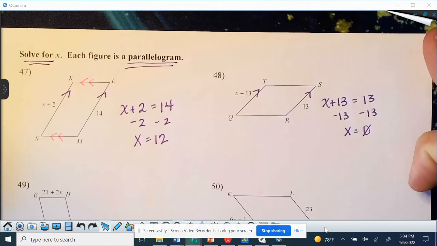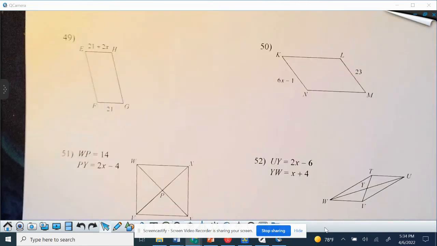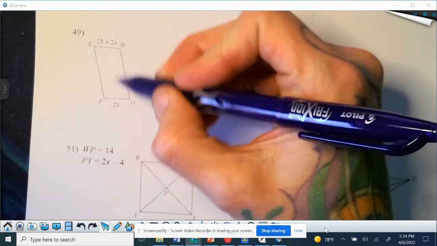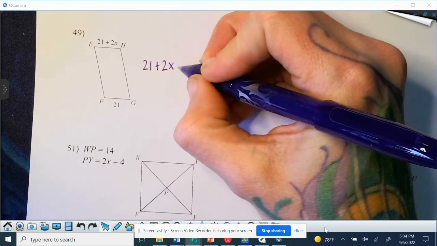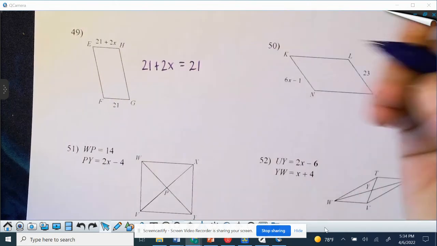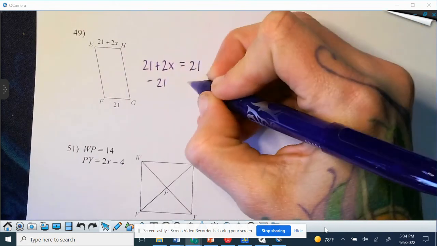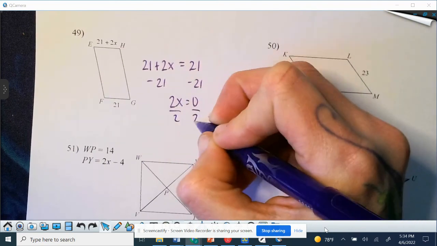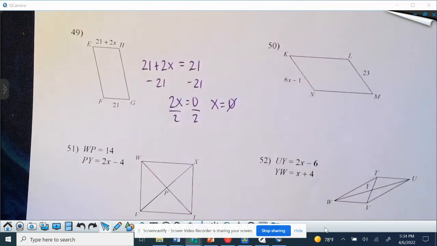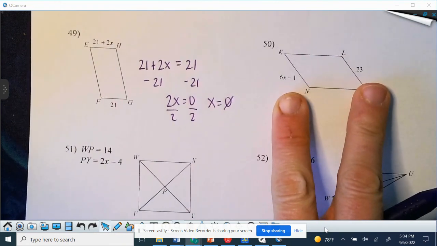So if you find a number and you go to plug it in and it gives you a negative distance, then you did something wrong. Looking at this one again, so we got 21 plus 2X. They're opposite each other, equals 21. So we're going to subtract 21 from both sides. This is going to be another one of those. Equals 0, divide by 2, X is equal to 0 again. And then again, same thing for this one, we're just going to set them equal to each other.